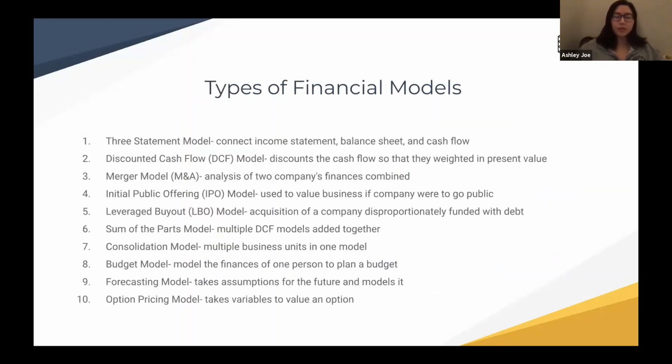There are many types of financial models, but these are some of the most common ones. But the ones that we'll be focusing on is the discounted cash flow model, which discounts the cash flow so that it's weighted in its present value. But some other notable ones are the three-statement model, which connect the income statement, balance sheet, and cash flow, the merger model, the IPO model, and the LBO model. Next slide, please.